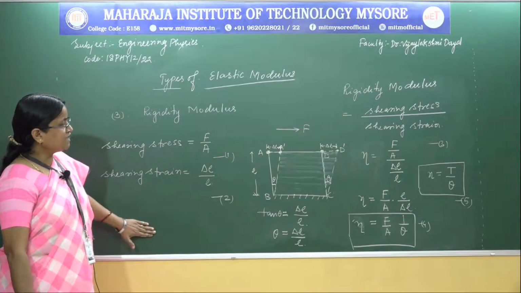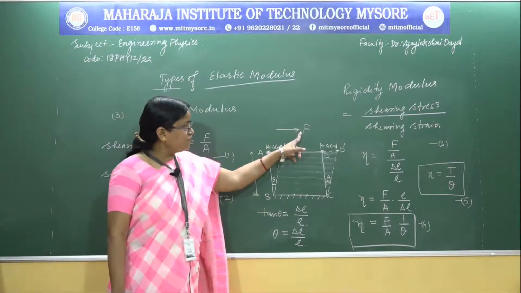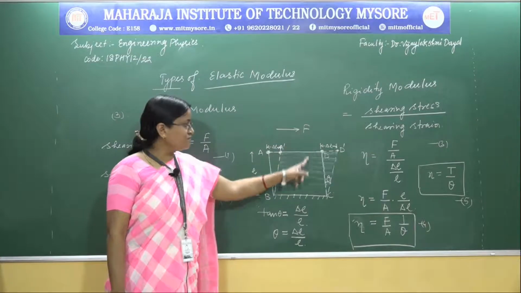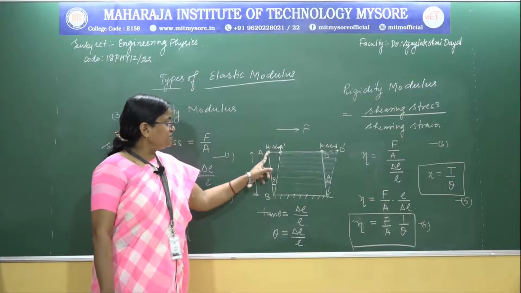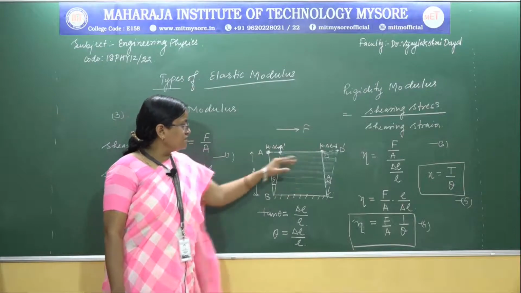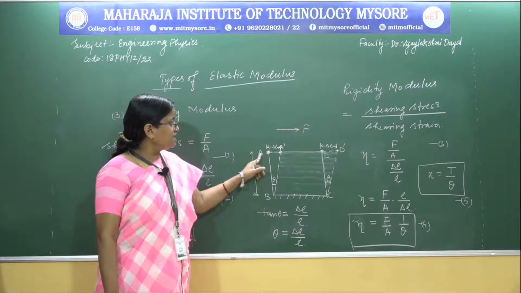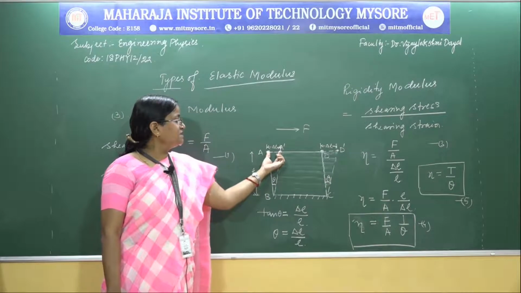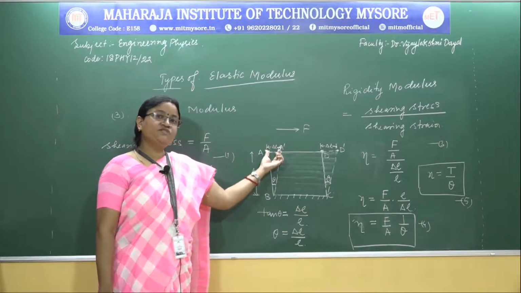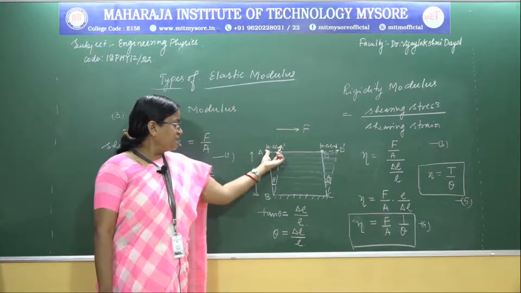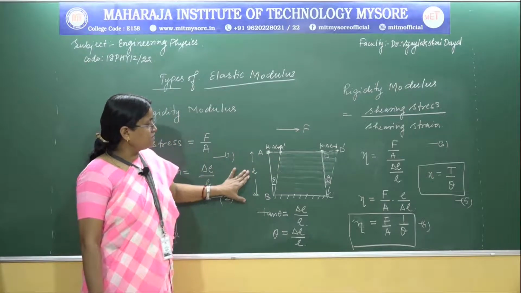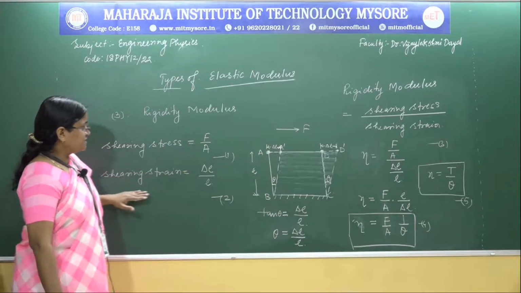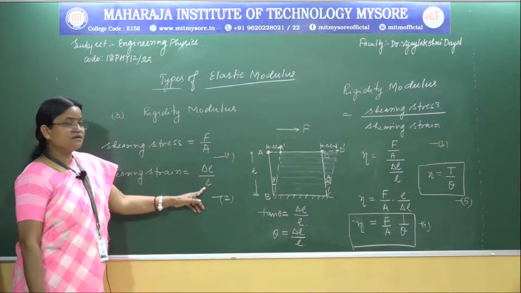Once again, if I repeat it, if we apply the force along the surface, meaning tangentially to the surface of a body, then the change in position, if we consider the surfaces, and the upper surface we denote the change in position of A to A dash and D to D dash, then the change in length is delta L, or change in position also you can say it is delta L, and originally the length was L.